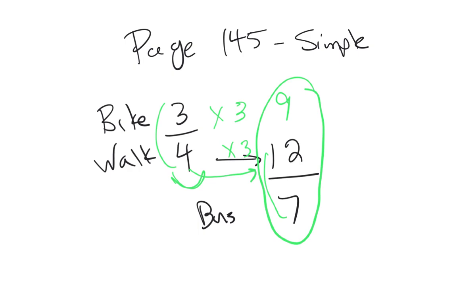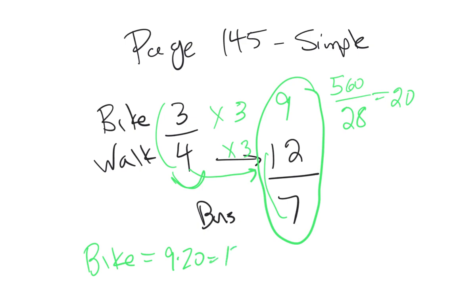And then, of course, I still add up those three quantities and get 28. And since there's 560 students divided by 28, each unit is worth 20. So bike is equal to 9 times 20, or 180 bikers. Walkers is equal to 12 times 20, or 240.